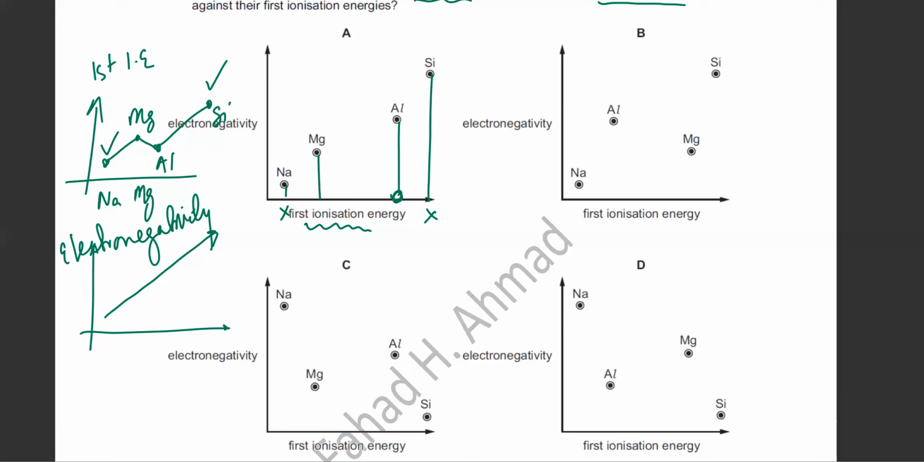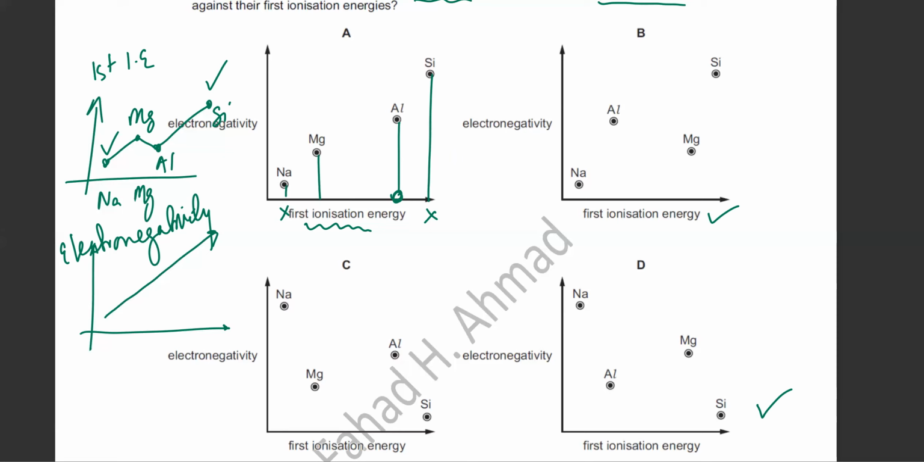So I think this axis is correct because silicon is on the extreme right and Na is lowest. If you look over here, it's Na, then Al, then Mg, and then Si. So that one is correct. And which else is correct? I think this one is also correct. It's silicon. The ionization energy axis is correct.